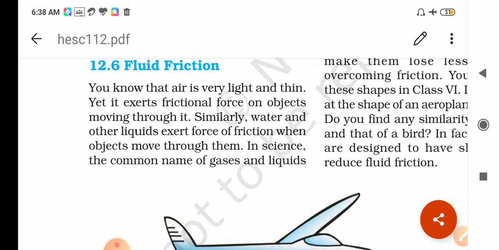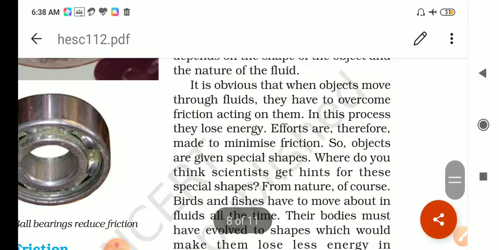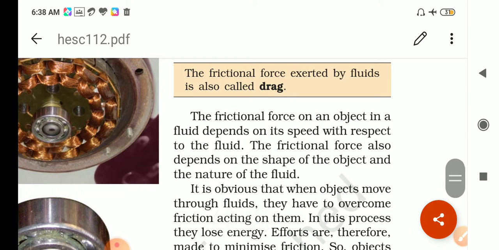Okay. Now next is the fluid friction. The friction acting during movement that takes place in water as well as air is called the fluid friction, right? You know that air is very light and thin, yet it exerts frictional force on an object moving through it. Similarly, water and other liquids also exert the force of friction when an object moves through them. In science, the common name for gas and liquid is fluid, right? And this is also called the drag. Frictional force in a fluid is also called drag.